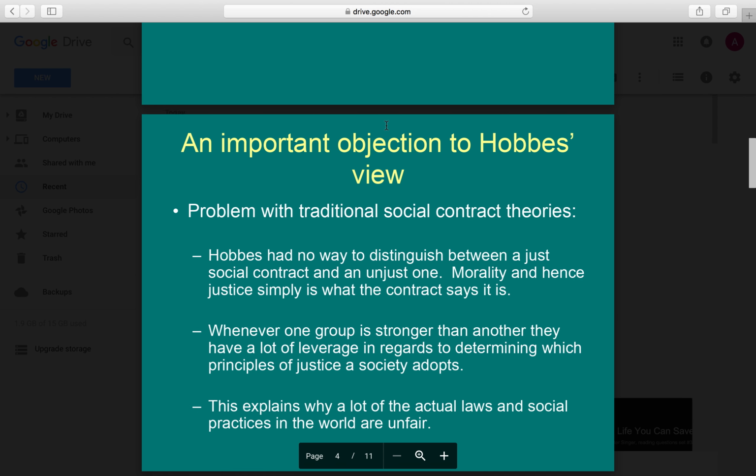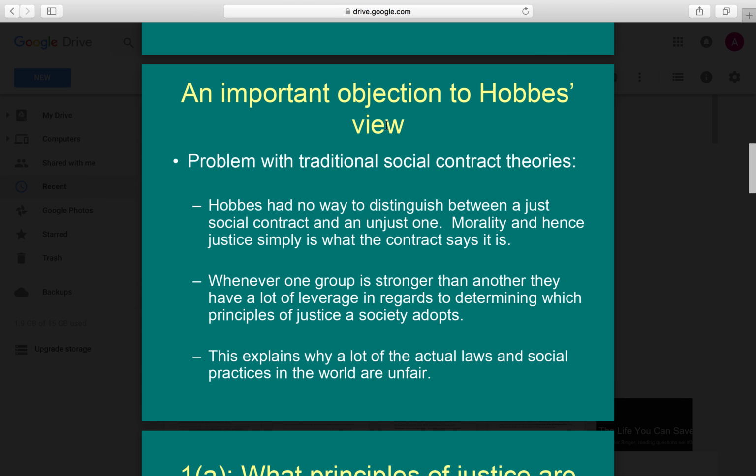Now, with that in mind, the biggest problem with this approach to defining morality and justice in terms of whatever social contract happens to be negotiated by the people living under that social contract is that whenever one group is stronger than another, they have a lot more leverage in regards to determining which principles of order and regulation or laws a society adopts. Hence, it is quite common for social contracts to be negotiated or imposed without any real negotiating, which are hopelessly unfair to the members of society who have less power.